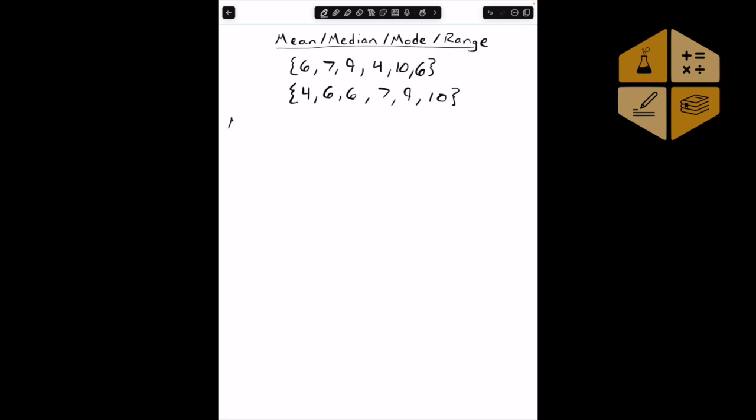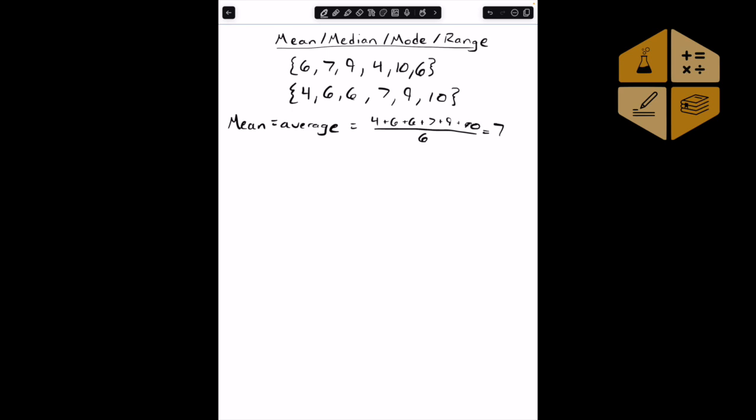Okay, the first term is the mean. Okay, the mean just simply means the average of a set of numbers. So for us here, that would simply be all these numbers added together, so 4 plus 6 plus 6 plus 7 plus 9 plus 10. And then we're going to divide that by the total number of numbers, which is 6. And real quick, I'm going to put that in my calculator and divide the whole thing by 6. And sure enough, it ends up being exactly 7 is the average.